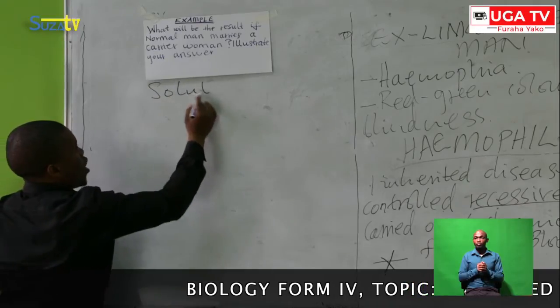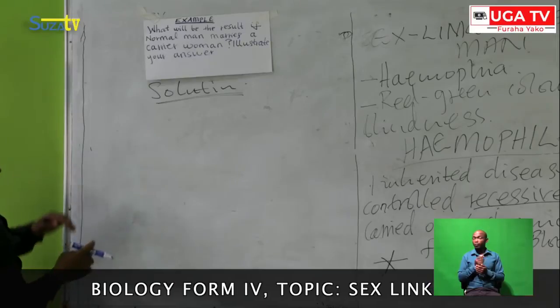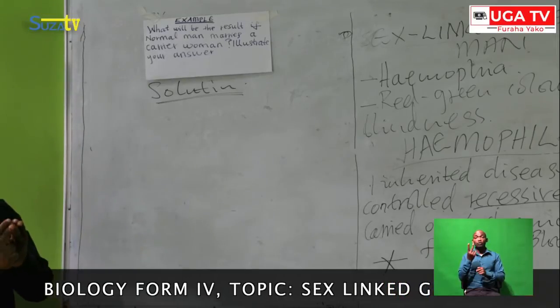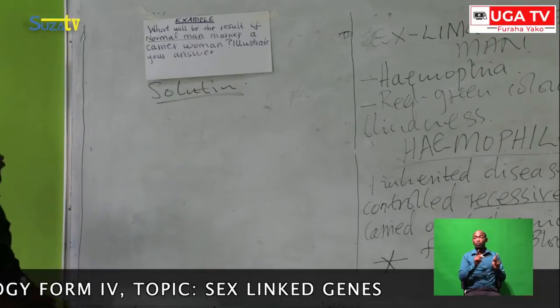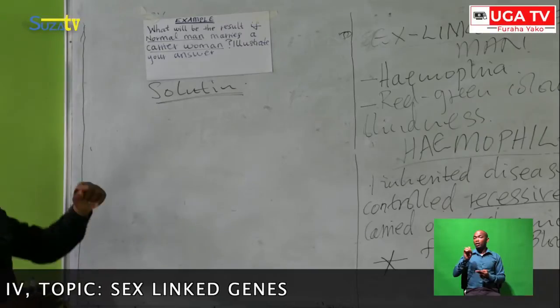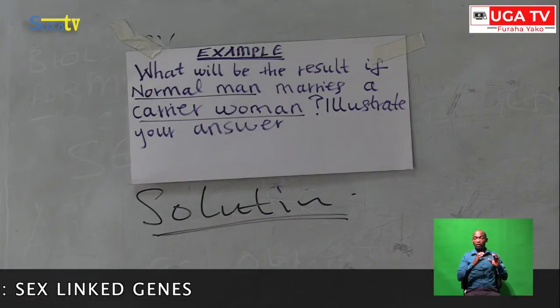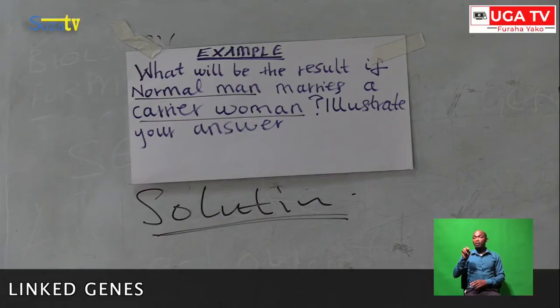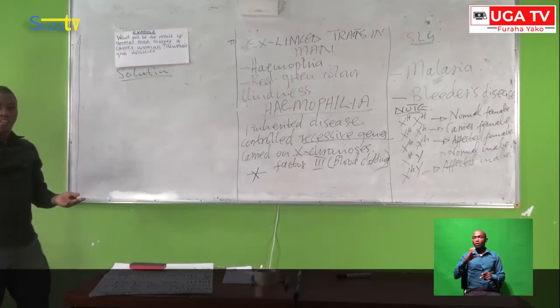I'm starting by writing the solution. Here we have two kinds of person: a normal man, and a carrier woman. So a normal man marries a carrier. We want to know the state of their daughter: will she be normal, carrier, or affected?